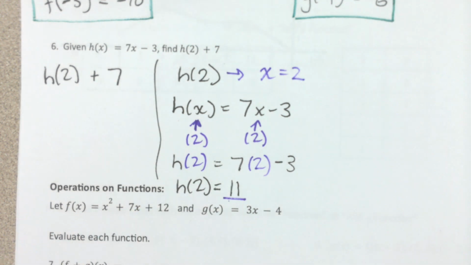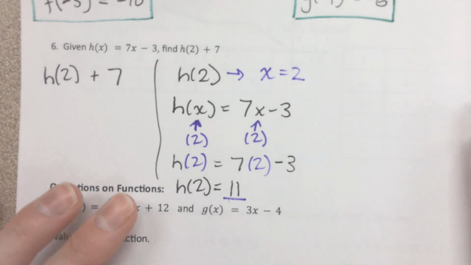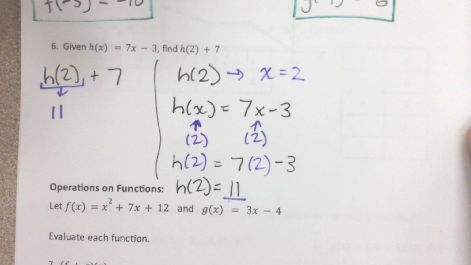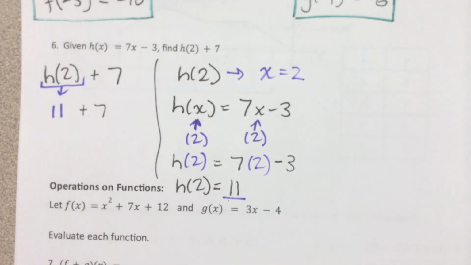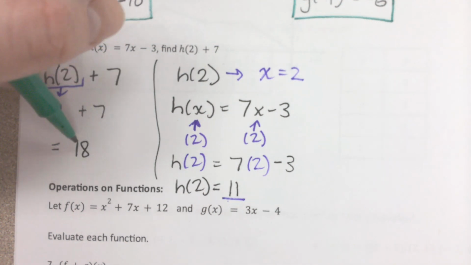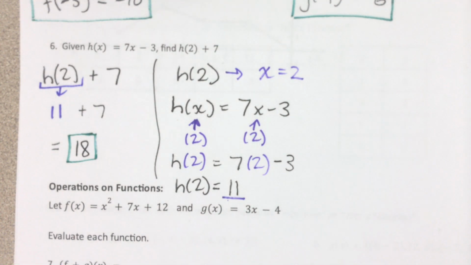Now remember, I'm not done. It feels like I'm done because the past two problems I was done here. I'm only partially done. So I found h of 2, it's 11. And then I have to add 7 to that. That will be my final answer. 11 plus 7 is 18. That is the final answer. Questions on number 6?